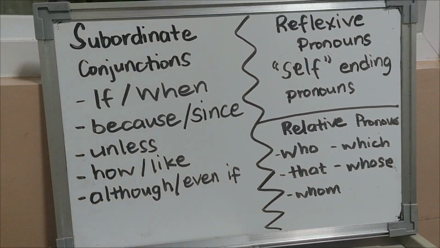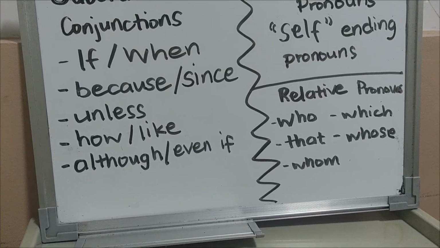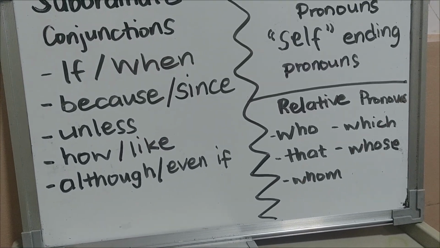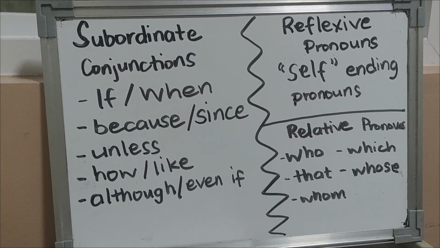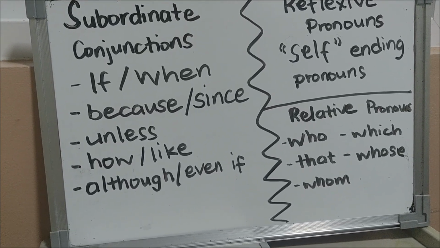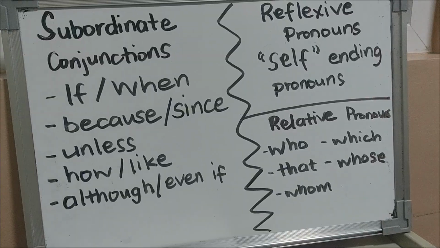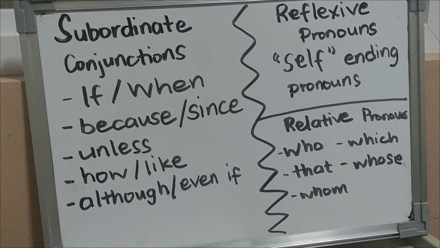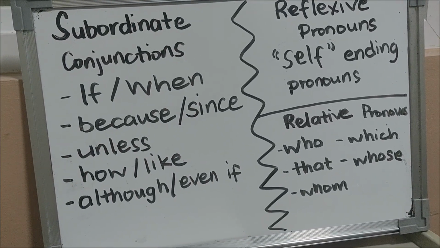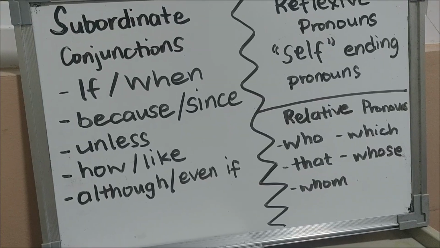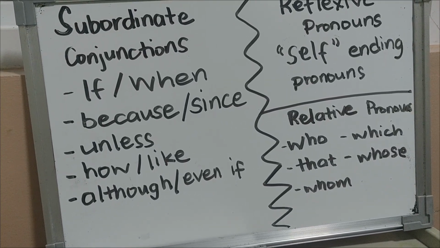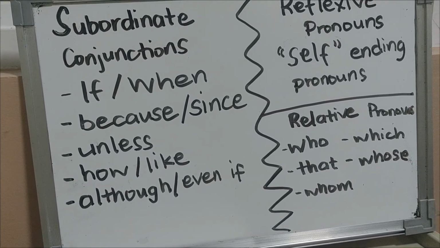So these are the devices. I will call them a device. Okay? The devices that you can use to create your complex sentence. Next, let's look into different examples. I have a number of examples for complex sentences.